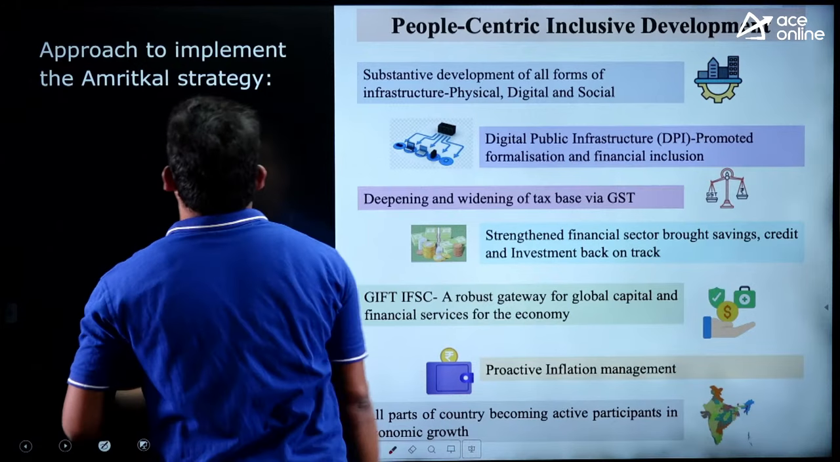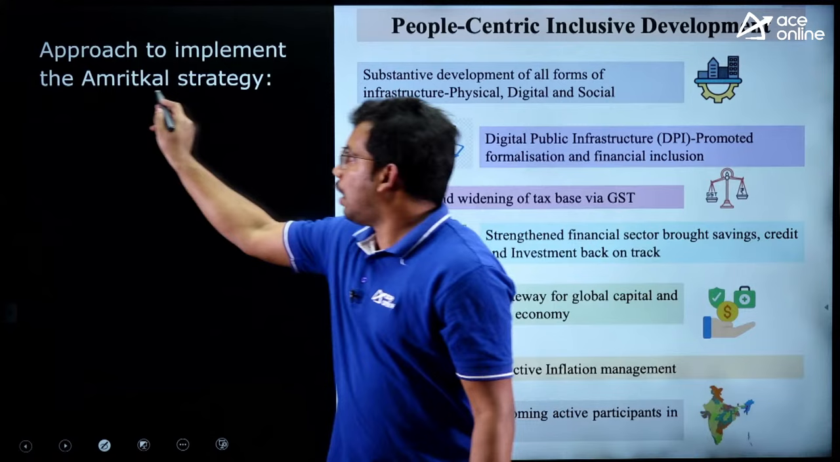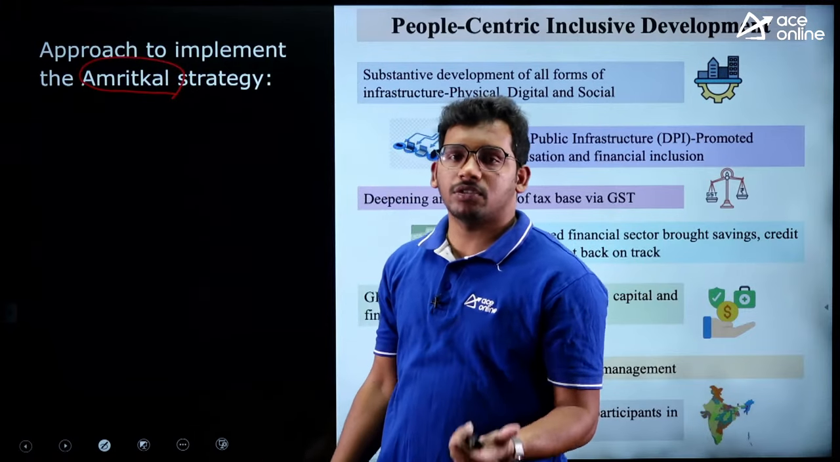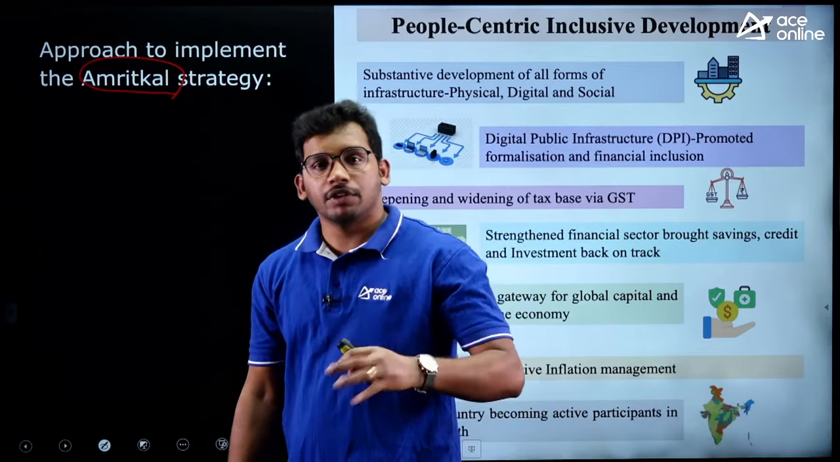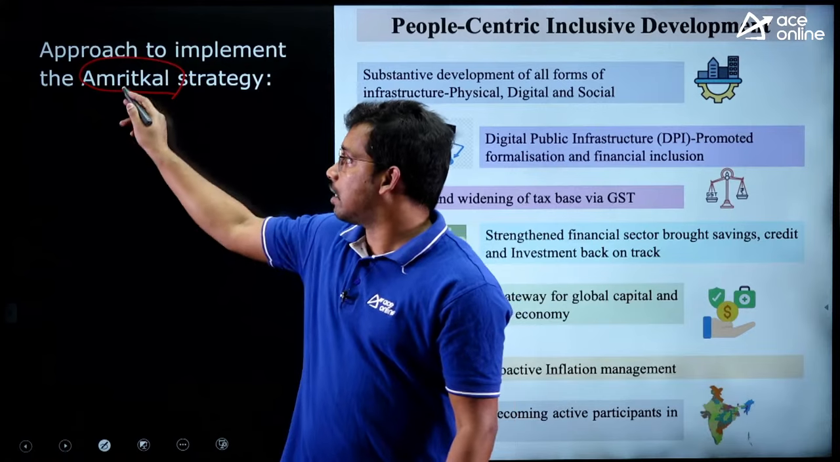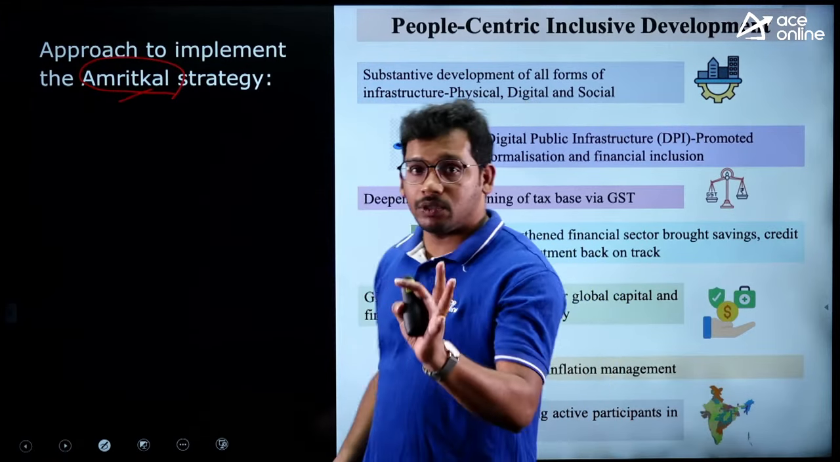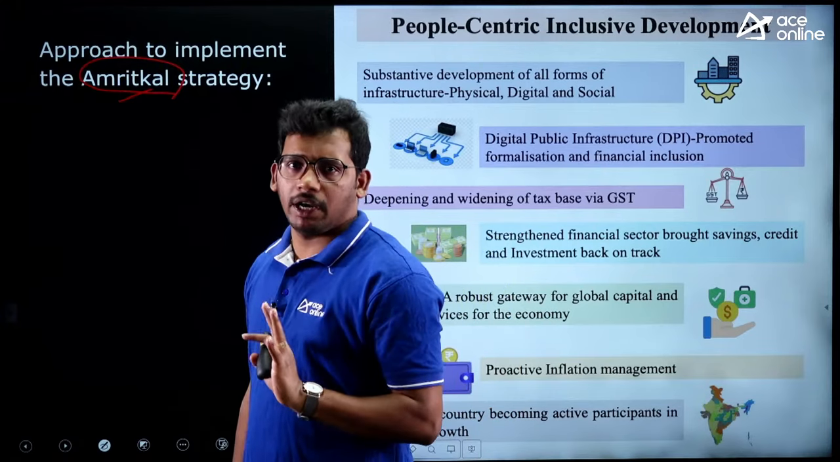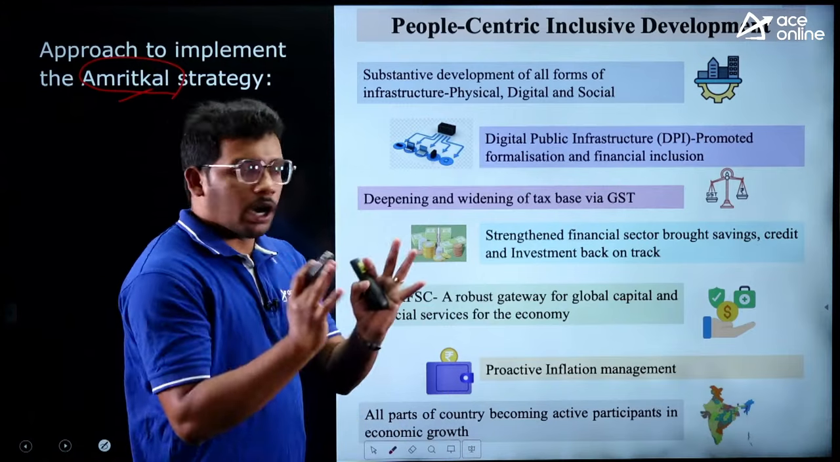Okay, we'll move forward. Then, to achieve this, Amrit Kaal means the span between 2024 and 2047, these 20-25 years, in which the government is going to try to achieve the developed India. So that is called Amrit Kaal. So what approach will the government come forward with to achieve this strategy, that is developed India? So they have kept one approach.